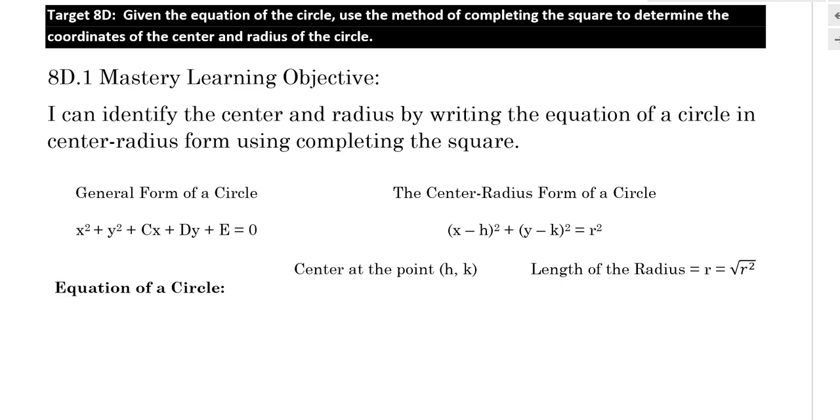So, we have actually done completing the square before, so a lot of this is going to be review. However, we did it in semester 1, so a lot of us might have forgotten what completing the square is, so it'll be a good thing to go over.